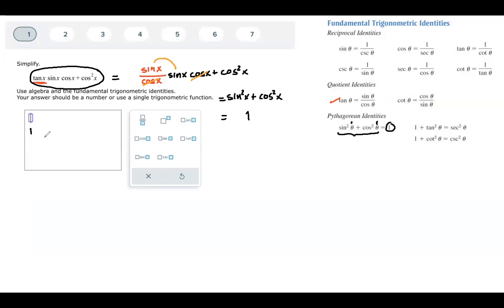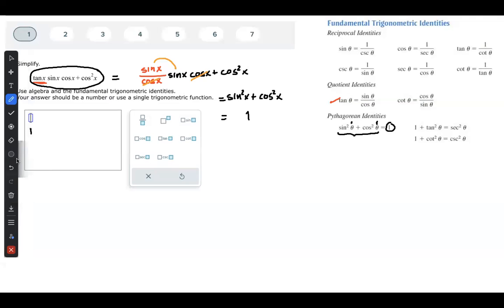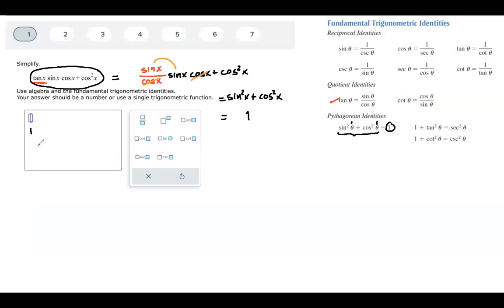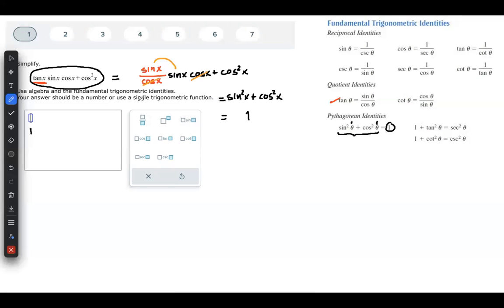So sometimes you might be wondering, how do I know where to start? Well, if nothing else seems like an option, try to change everything to sine and cosines. Another option would be, let's see if we can factor something out. You could try to factor the cosine, but in this case, because everything is mostly sine and cosines, we're going to stick with writing everything in terms of sine and cosine.